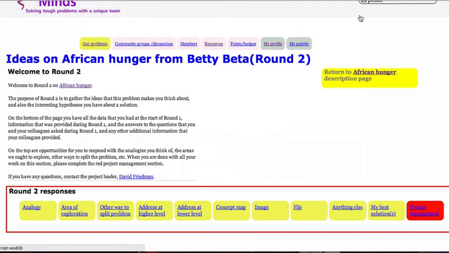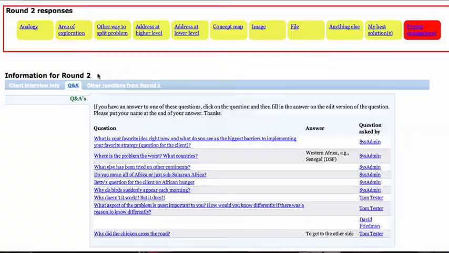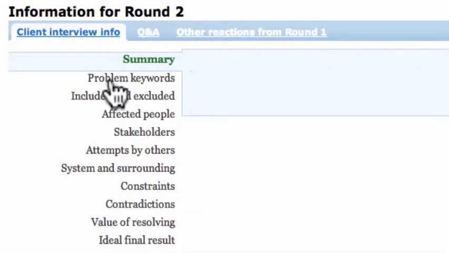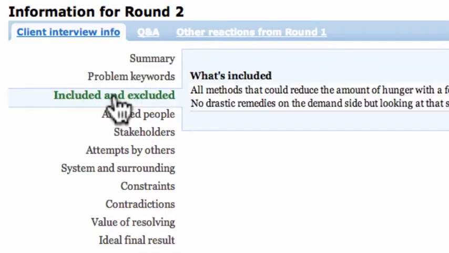Or are there concept maps, images, or files that you have that relate to the problem, or anything else that you care to add? And we also ask you to talk about what your best solution might be to the problem at this point. As you work on this, you have the information that was available to you in the first round.